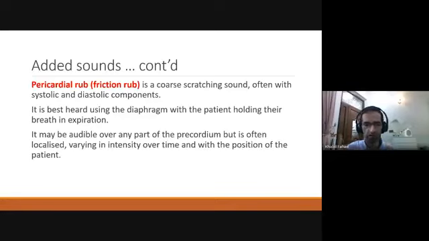After a period the patient may develop fluid inside the pericardium, so the friction will be absent. So when you place your stethoscope, you will not hear it. Is that clear? So it varies, depending on the time, intensity, and position of the patient.